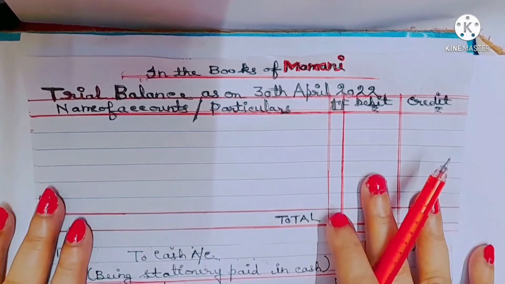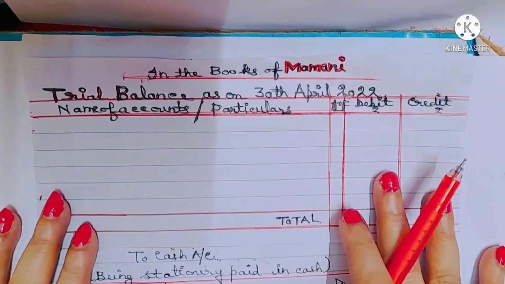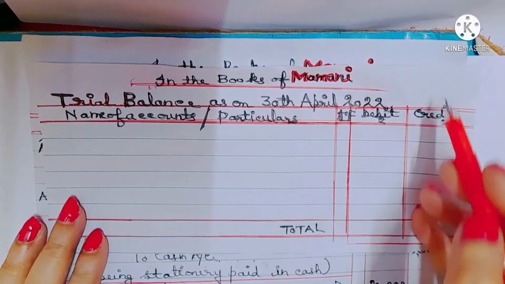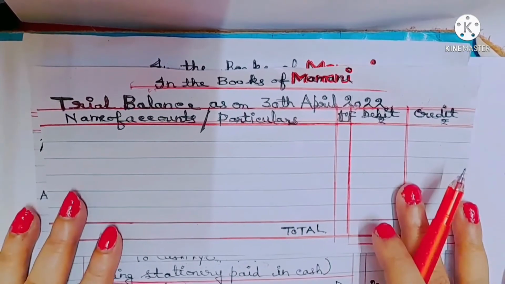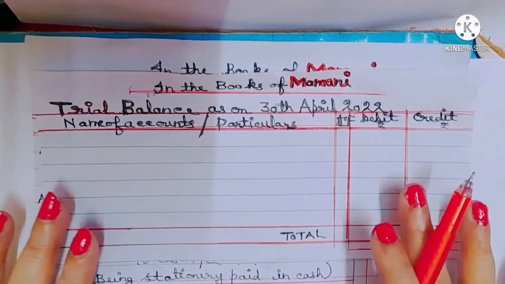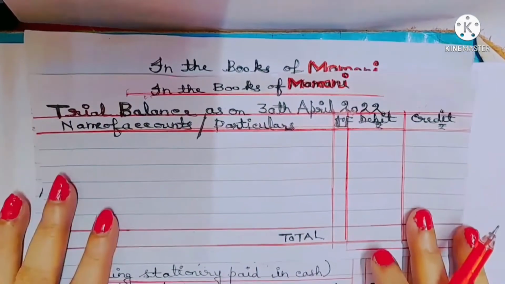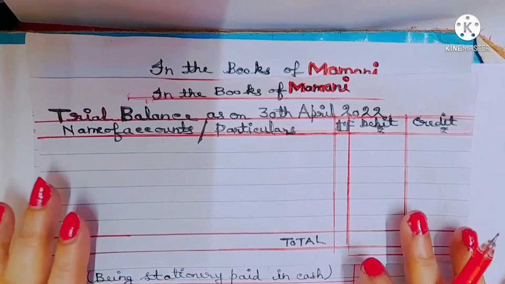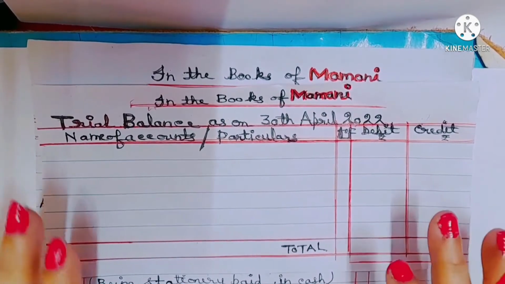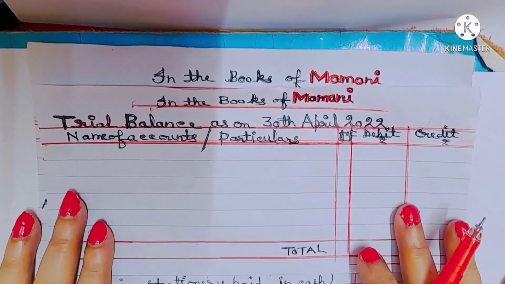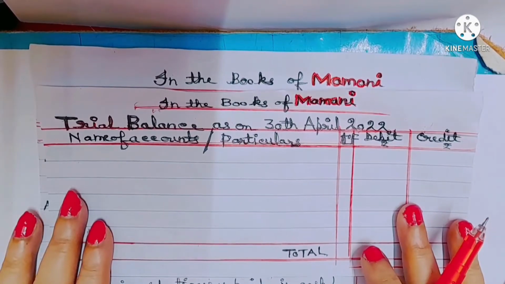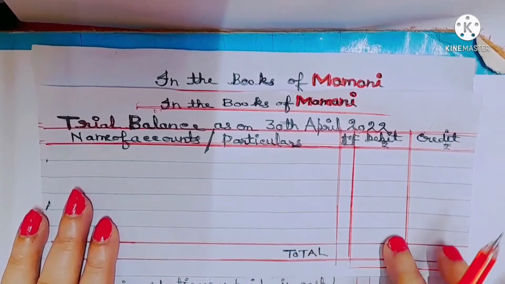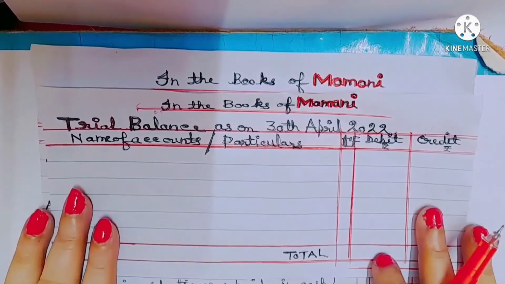Always remember, trial balance is a statement. It's not an account. That is the reason we haven't written DR on the debit side, CR on the credit side. Trial balance is not an account. Trial balance is a statement. Trial balance is prepared to test the arithmetical accuracy of the books. Books means ledger account balances. If the trial balance is correct, then the total debit column must always be equal to the total credit column. Okay? So let's do it.